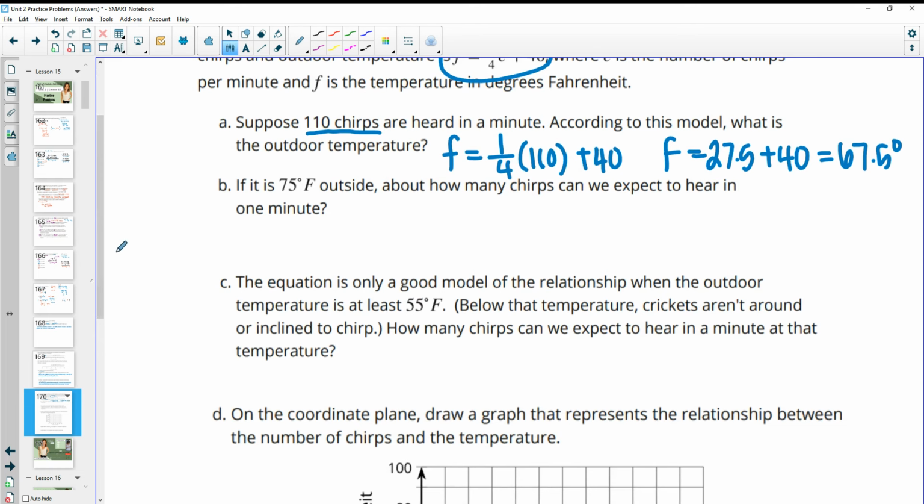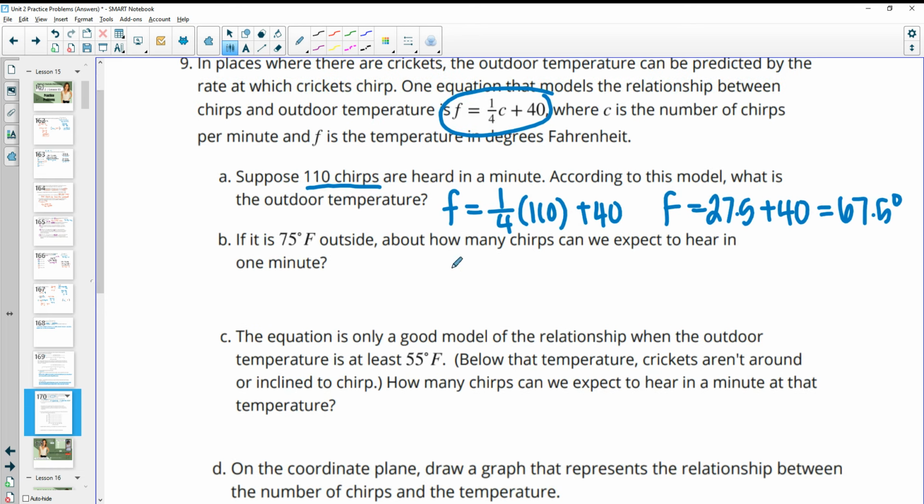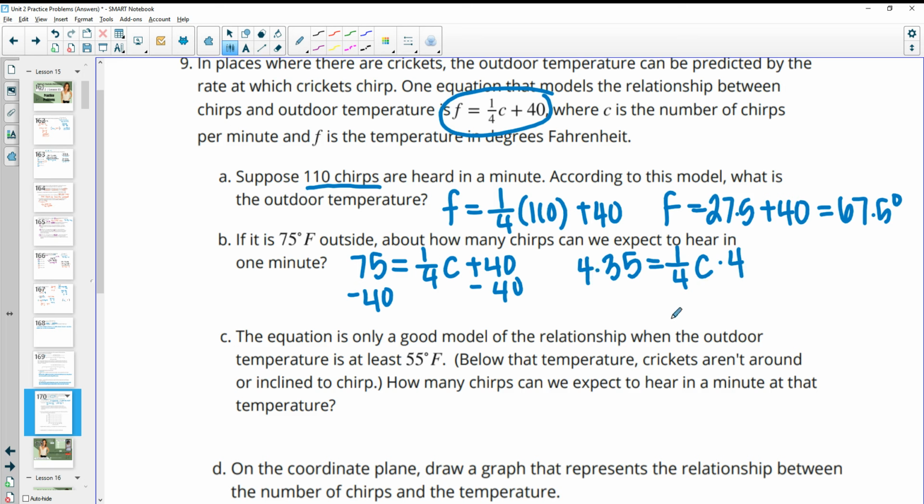For part B, it says if it is 75 degrees outside, how many chirps can we expect to hear? So now they're giving us the temperature, which is F, equals 1/4 times the chirps plus 40. So we can subtract 40 from both sides. And we end up with 35 equals 1/4 of the chirps. So then you can either divide by 1/4 or multiply by 4, which is the same thing. So 4 times 35 gives us 140 equals the number of chirps.